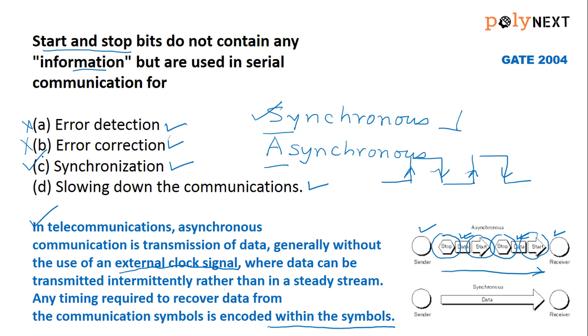The receiver must understand that data is coming. Whenever the receiver senses the start bits, it will get the idea, yes, the data is going to start being transmitted. This is the data part and these are the stop bits. Slowing down the communication is not a valid option here, so I shall be discarding this one. I shall be sticking with option C. That is, the start and stop bits do not contain any information but are used in serial communication for the synchronization purpose.